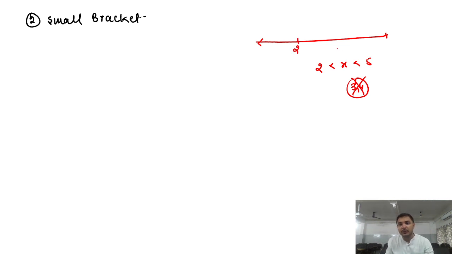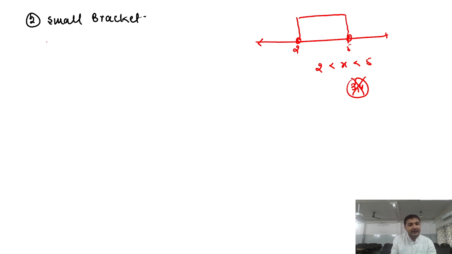Let's say if I'm writing 2 here, is x equal to 2? No, x equal to 2 is not our answer. Why? Because strictly greater than 2. X equal to 5? No, x equal to 5 is also not our answer. That means all the values between 2 to 5 on the number line, infinite values we are having between 2 to 5 on the number line, right?